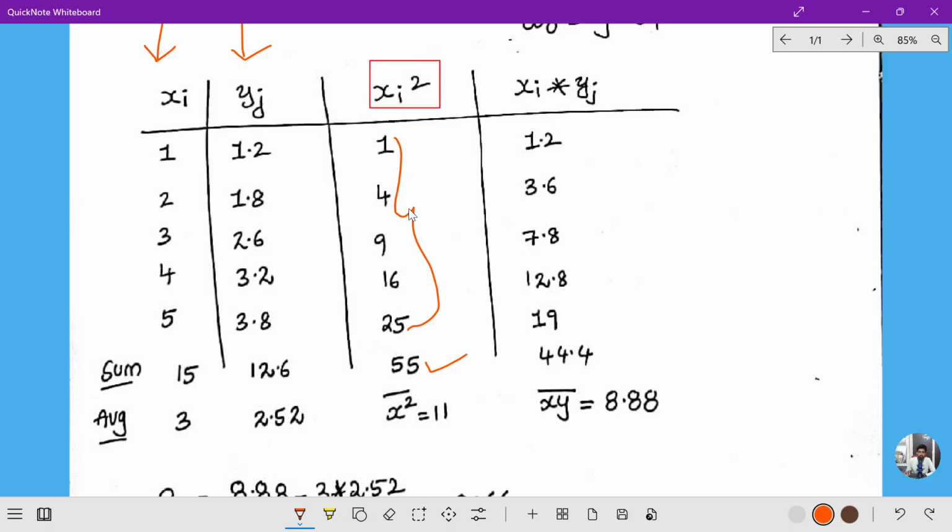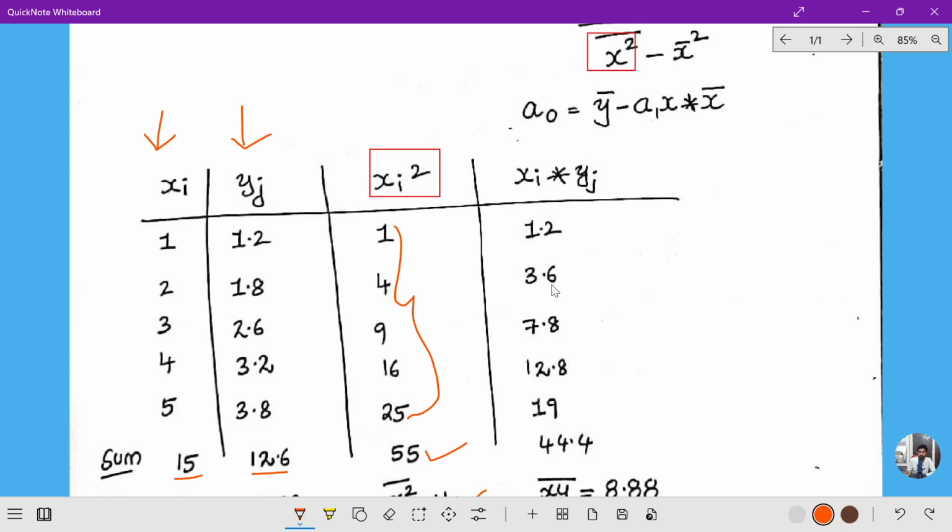So this is about the xi square. We need to find out xi and yi also the same way. For x, 1 plus 2 plus 3 and so on up to 15, and 15 by 5 is 3. For yi, when you add all of these we get 12.6, and the average is 2.52. So we completed x square bar; the value is 11.